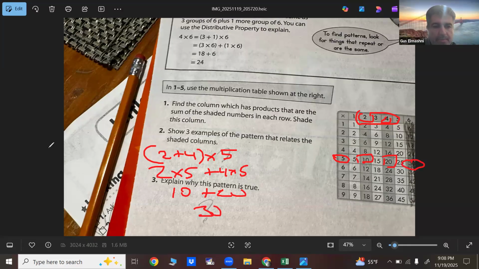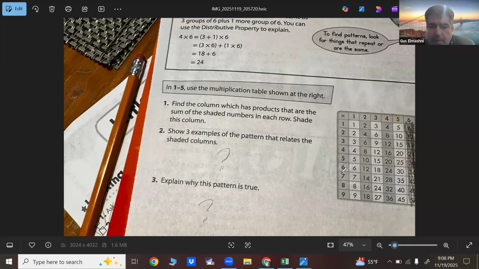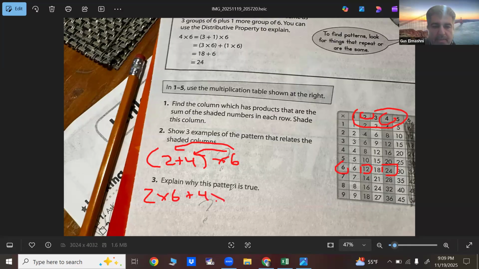And I'll show you one more example. If we look at the sixth row, 6 and 2 is 12. 6 and 4 is 24. So if you add those two numbers up, 2 plus 4 times 6, so you're proving why this makes sense. So the 6 says hello to the 2 and says hello to the 4. It's being distributed inside: 2 times 6 plus 4 times 6, 12 plus 24, and you get 36. So I'll explain this to you when I talk to you on the phone tomorrow morning.